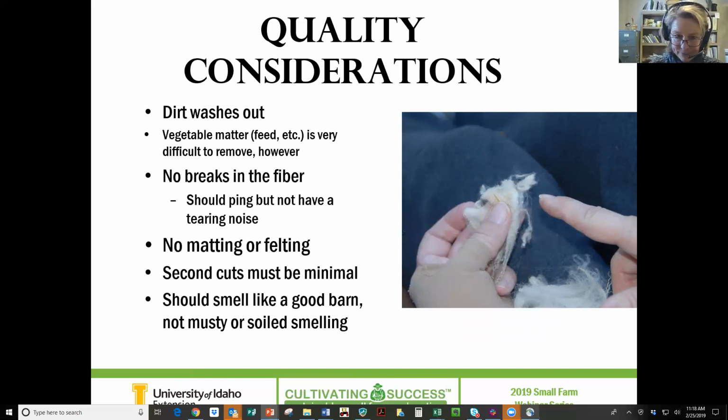And where I say no matting or felting, that is another thing you can influence by how you store your fleeces. When they come off the animals, they're kind of wet, and you need to let them become completely devoid of moisture and then store them correctly. We'll talk about that a little bit more.